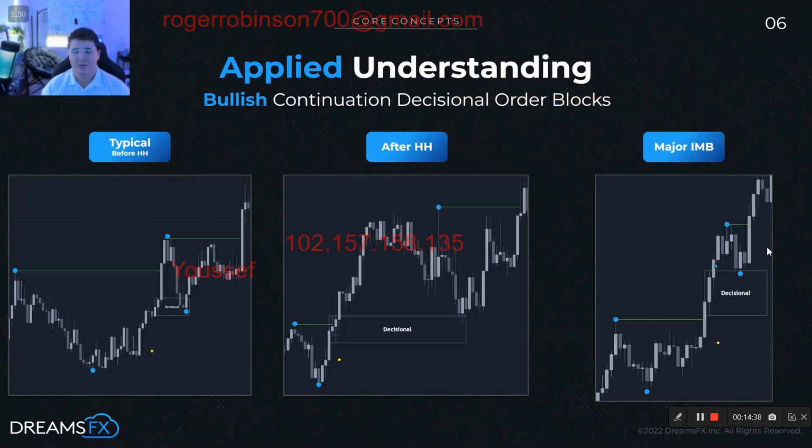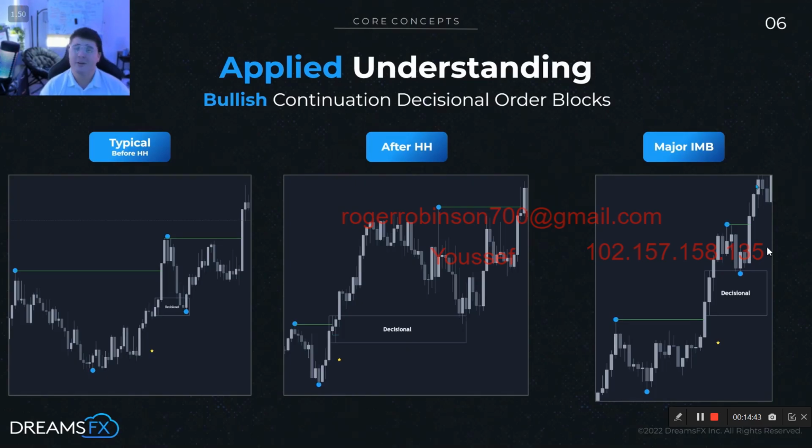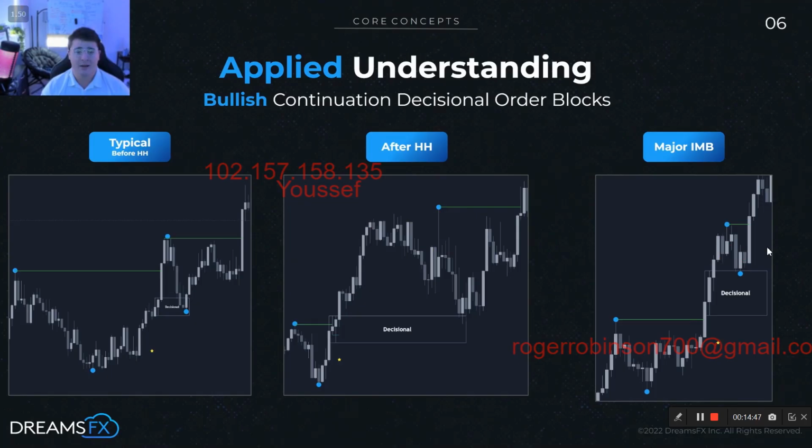And of course, what does price do? It goes higher, comes down to mitigate the decisional, and then continues to go higher. This is a very advanced concept. A majority of people will never be able to see this type of decisional on their own. And it took me, again, years to be able to identify this one.